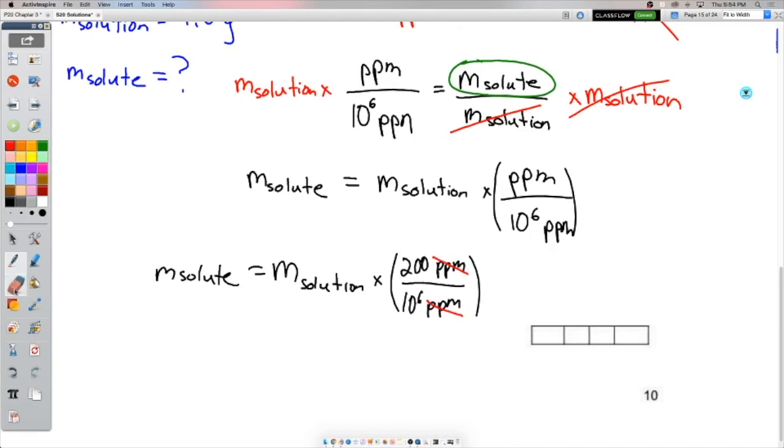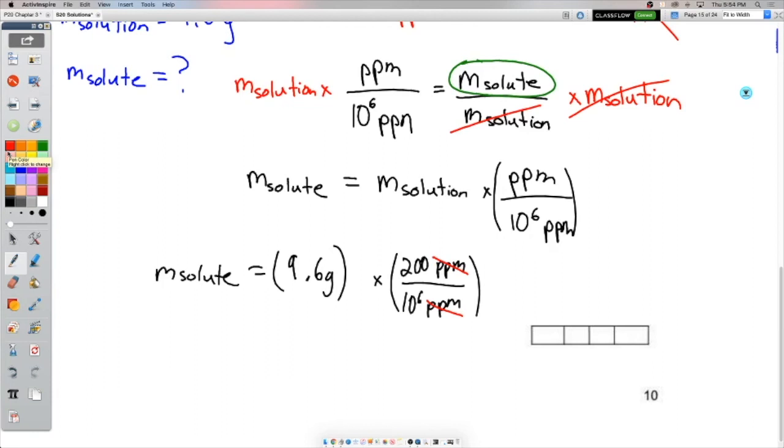Whoops, I'm just realizing I forgot to plug in. Okay, just ignore while I plug in like I should have done in the beginning. M solution was, what was it, 9.6 grams. Okay, there we go. That's how that should always look. And the reason I noticed that is because I went to check my units.